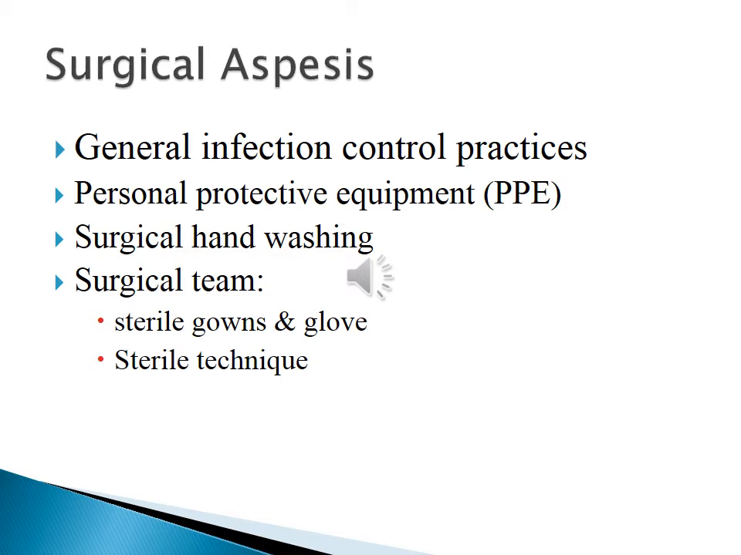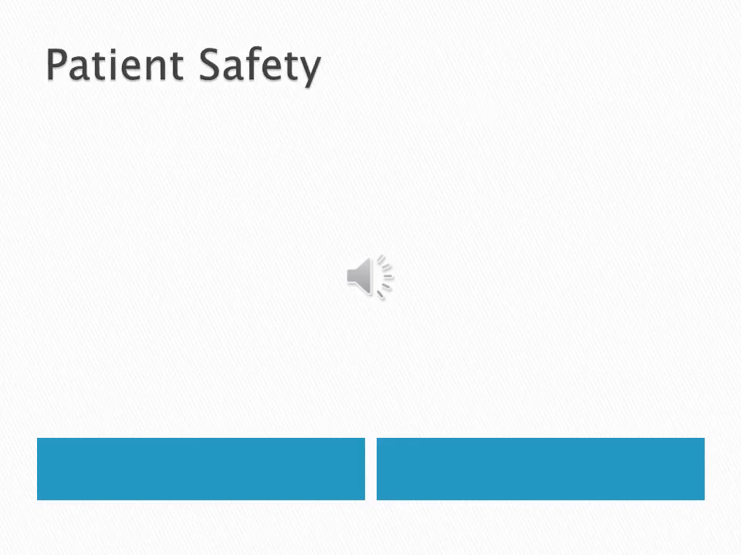Surgical asepsis, general infection control practices. You could have personal protective equipment. There's surgical hand washing that we talked about that you do. And then the surgical team wears sterile gowns and gloves, and everything is done with sterile technique.